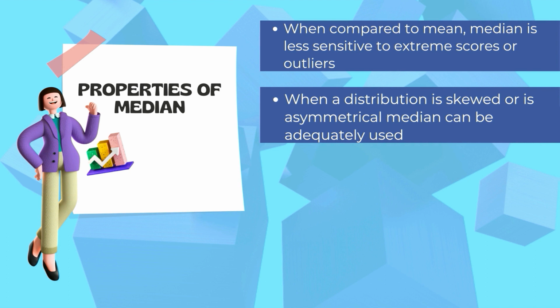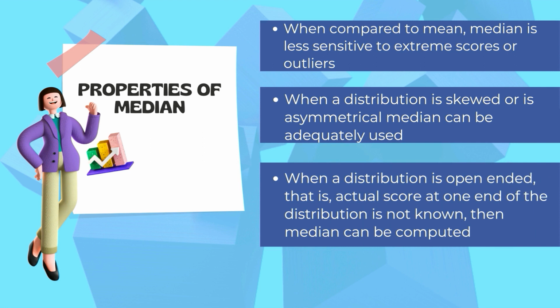So when a distribution is skewed or asymmetrical in nature, the median can be adequately used, because the extreme score does not affect the median score. Therefore, the median can be adequately used when we have skewed or asymmetrical data. When a distribution is open-ended, that is, the actual score at one end of the distribution is not known, the median can also be computed, because it talks about the middle of the scores.